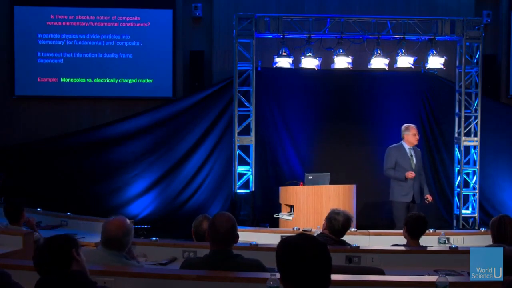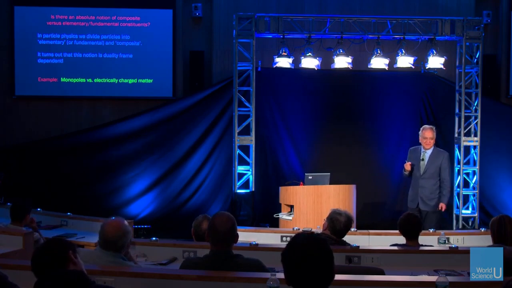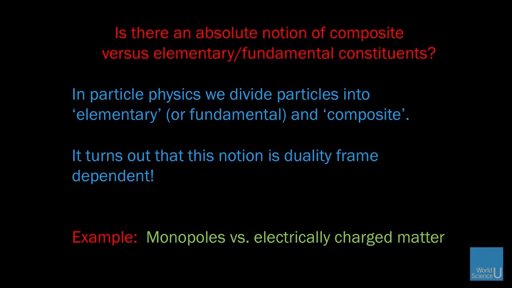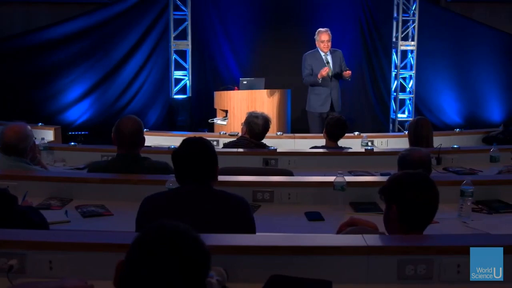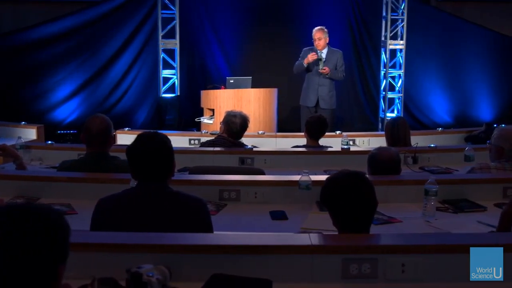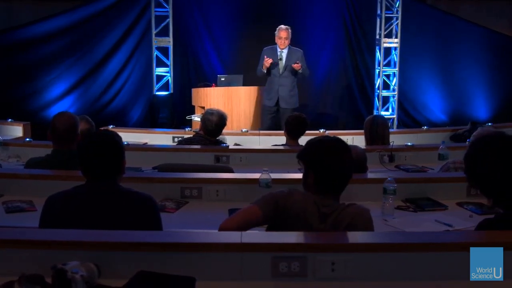It turns out that the notion of what is fundamental even depends on the frame of reference, the duality frame. Some people might think this is fundamental and the other one is composite, and some other person will think the opposite. So in fact, a nice example of this is in the context of monopoles versus electrically charged matter. Magnetic monopoles, objects which are just a single pole of a magnet, for example, have been seen in theoretical examples of quantum systems to exist.